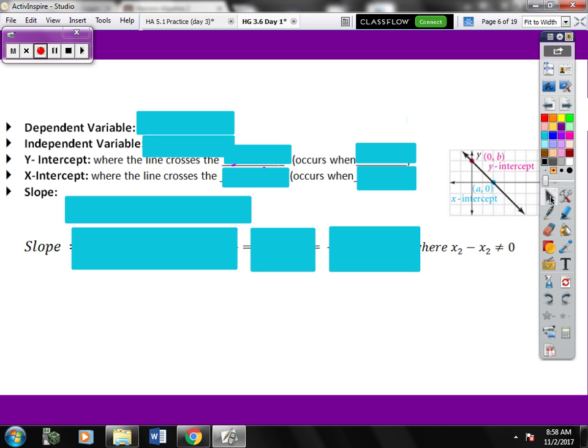All right, dependent and independent variable, you want to remember that the dependent variable is the y variable. The y variable always depends on what you plug in for x. So if you think about the equation y equals 2x plus 1, the y value depends on what you choose to plug in for the x. So that makes x being independent. You get to choose it.